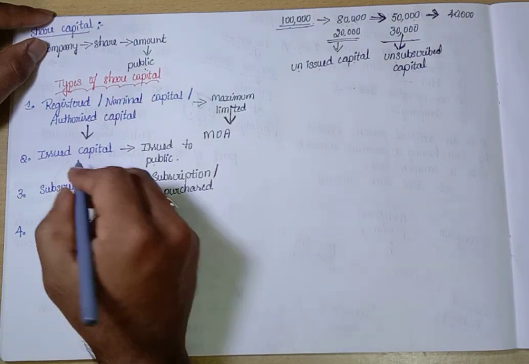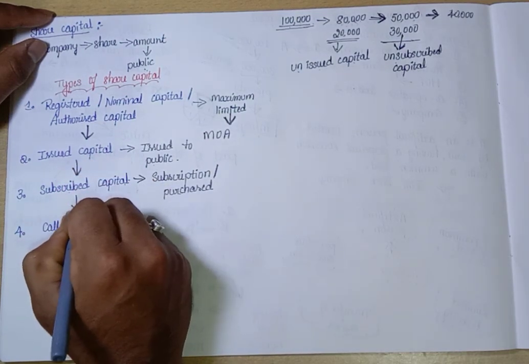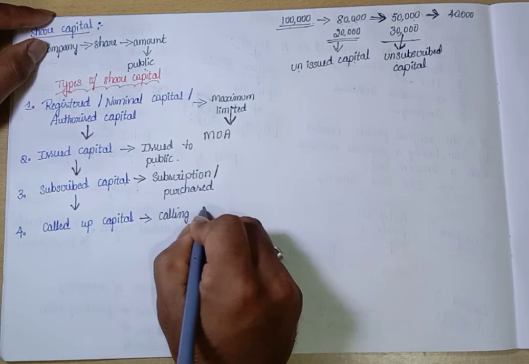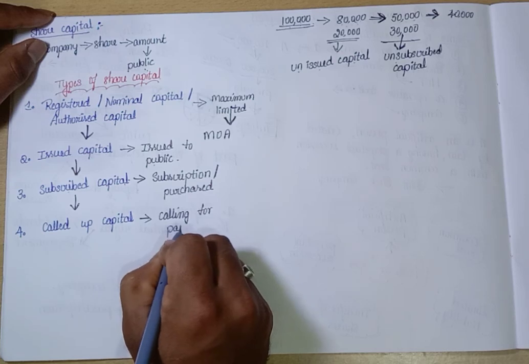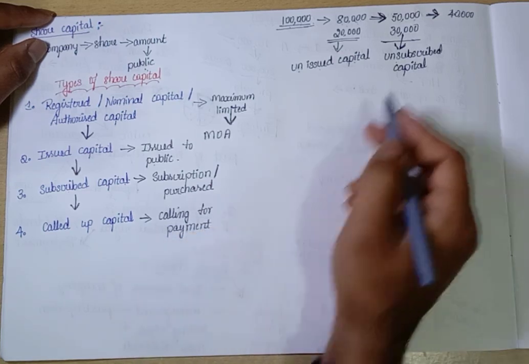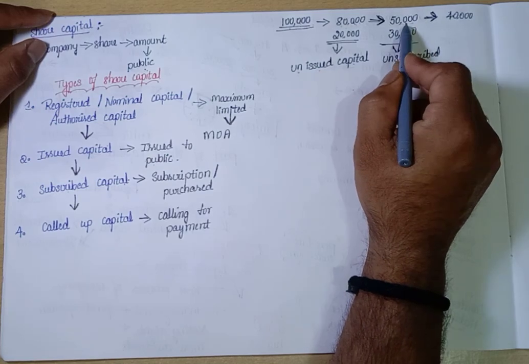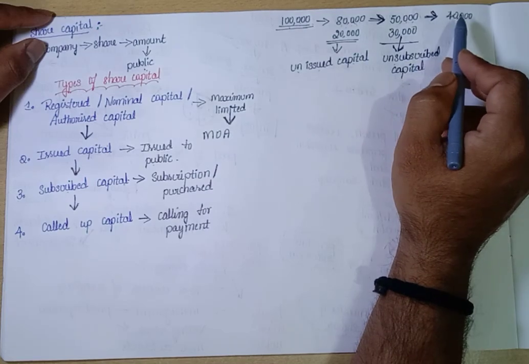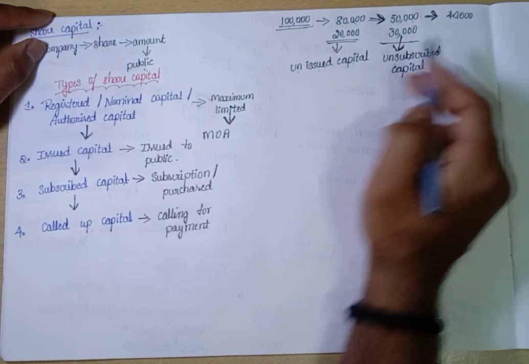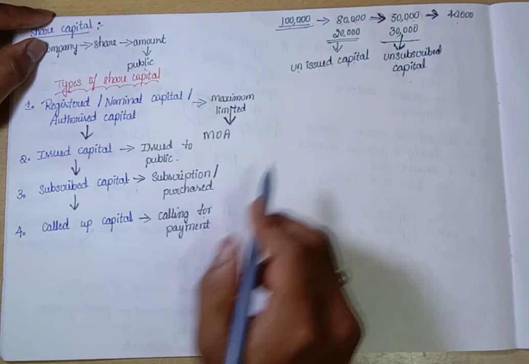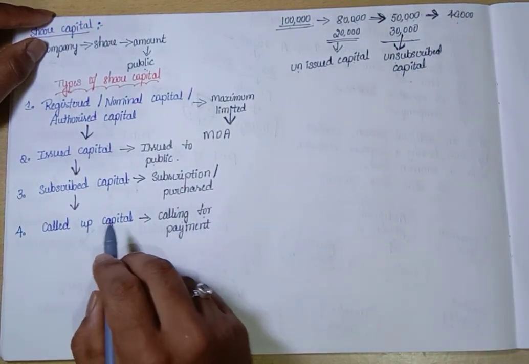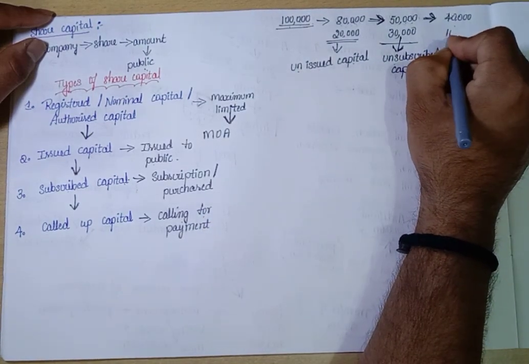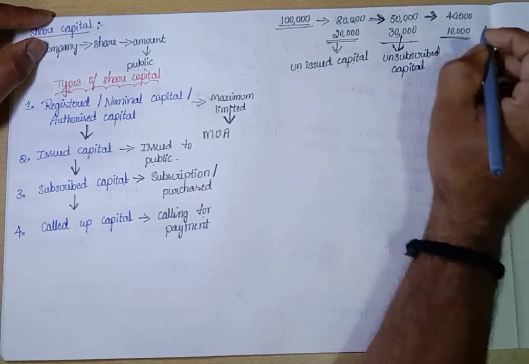So I am asking for payment, calling for payment. The public subscribed 50,000 worth of applications. Out of that, I am asking the public to make a payment of 40,000. I am calling them. Then that 40,000 will become called up capital. Then out of 50,000, with 40,000 called, the remaining 10,000 balance is called what?